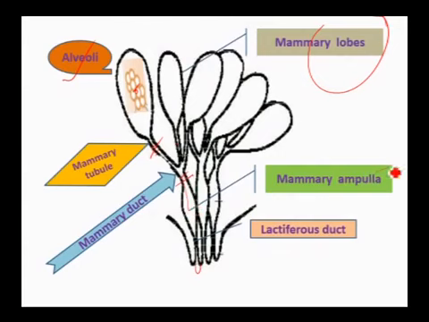Mammary duct opens into mammary ampulla. Mammary ampulla opens into lactiferous duct. This lactiferous duct opens outside at the tip of the nipple. As a result, milk flows into the mouth of the child.